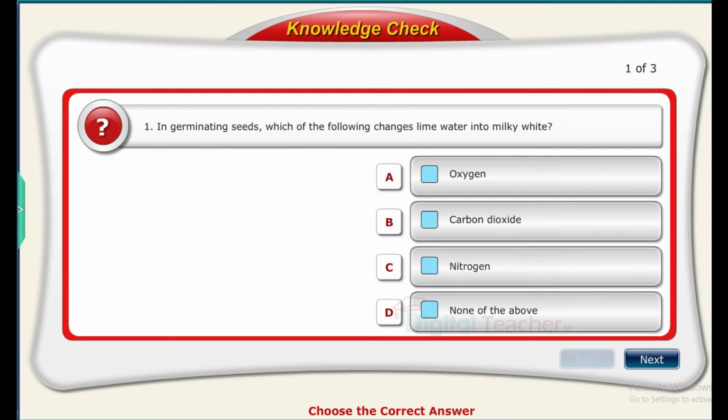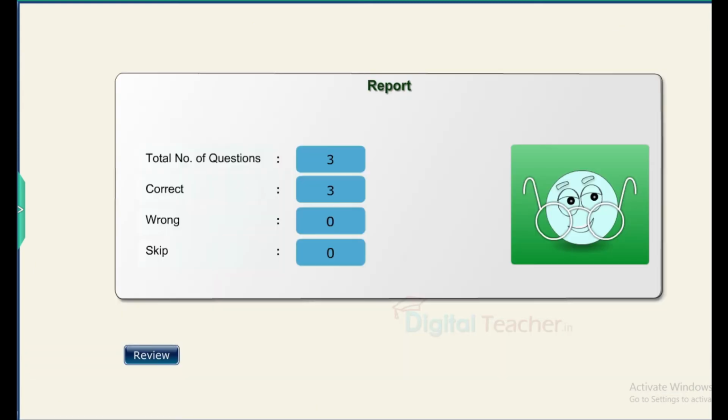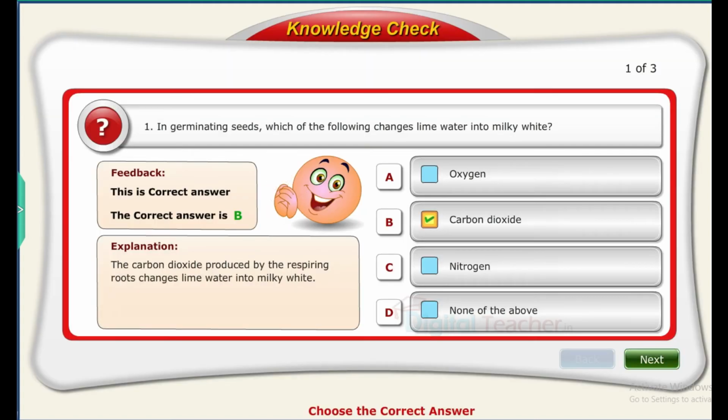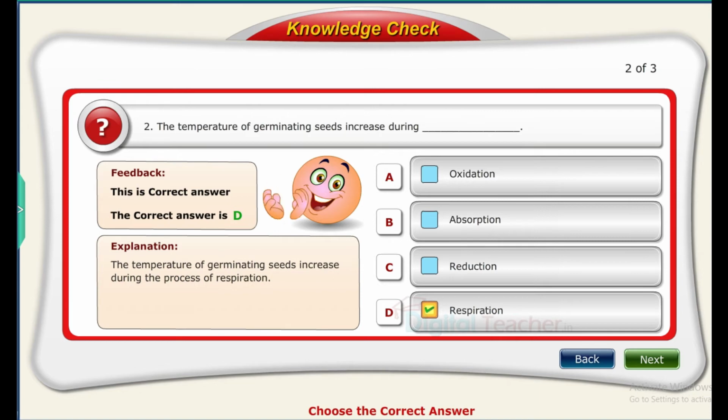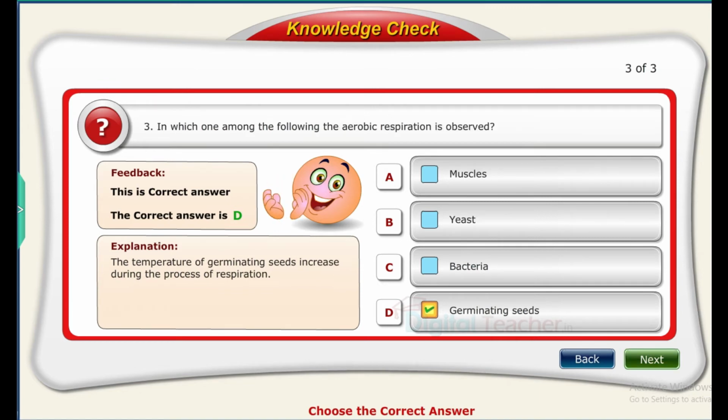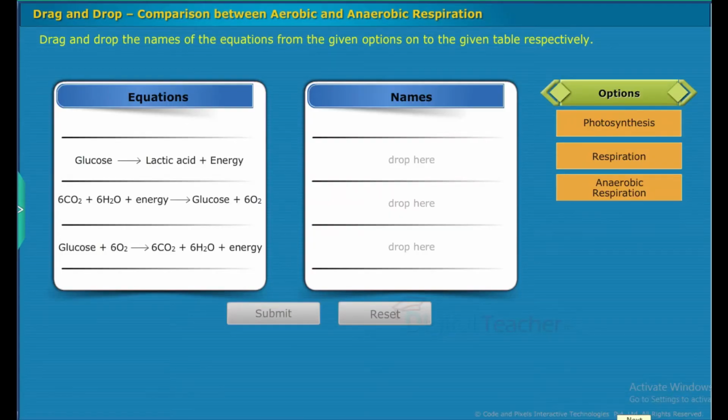Attempt the following questions to check your understanding. Drag and drop the names of the equations from the given options onto the given table respectively.